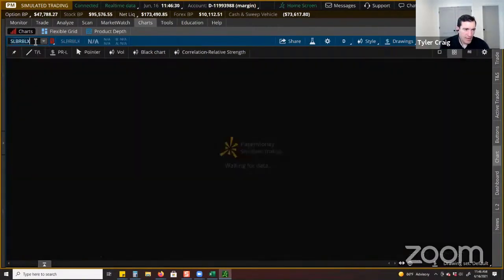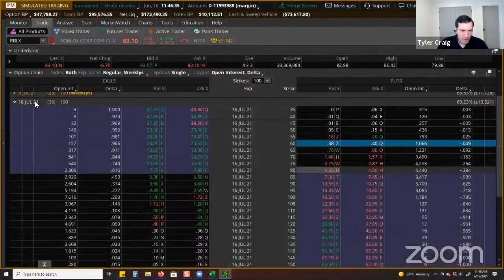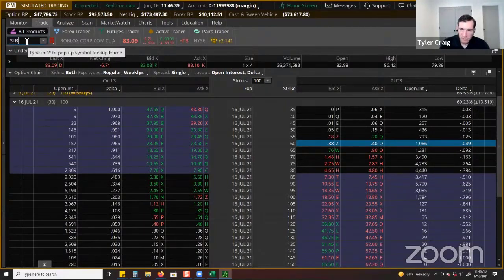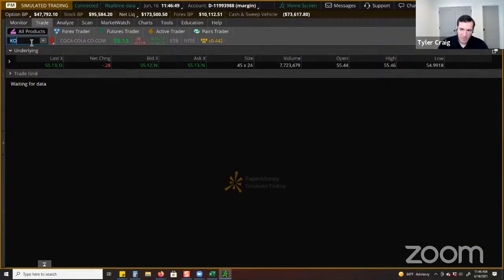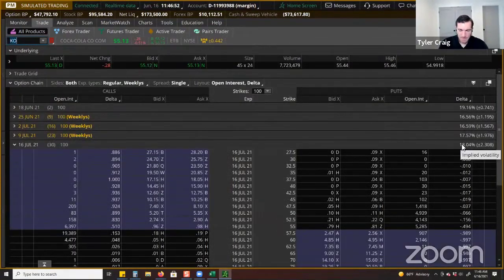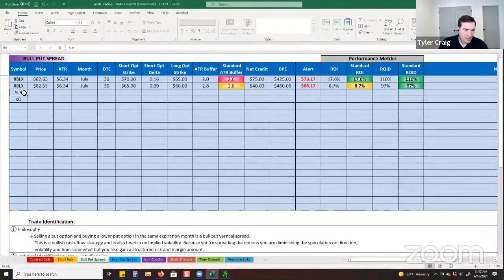One thing you could look at, the Roblox implied volatility for July is about 69%. In comparison, Schlumberger's implied volatility is about 40%. So it's got two-thirds the volatility of Roblox. And in fact, why don't we jump to Coca-Cola, which is about a quarter of the volatility. This will maybe make the example more extreme. And then depending on time, we may or may not do Schlumberger, but let me jump to Coca-Cola, Tim, if that's okay.